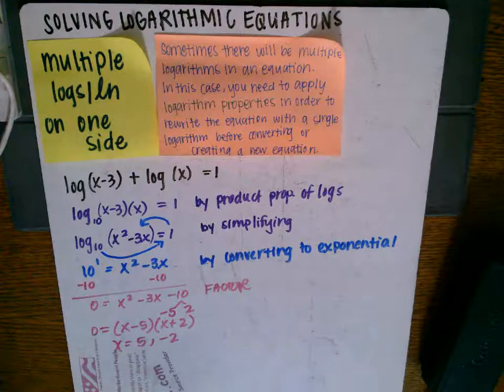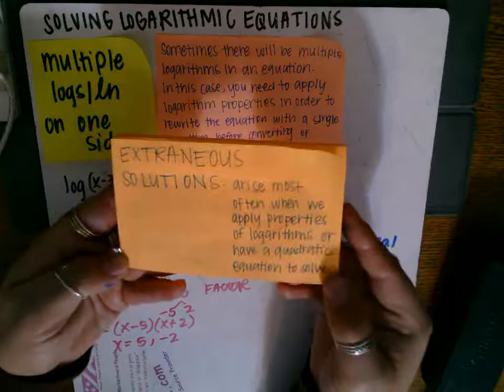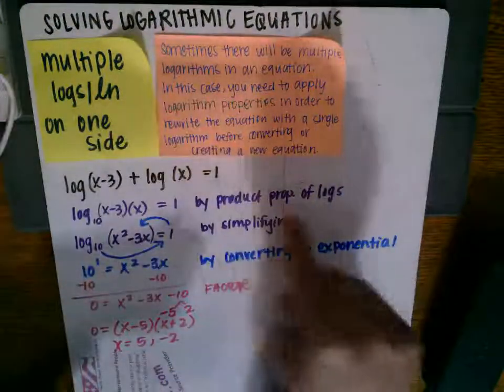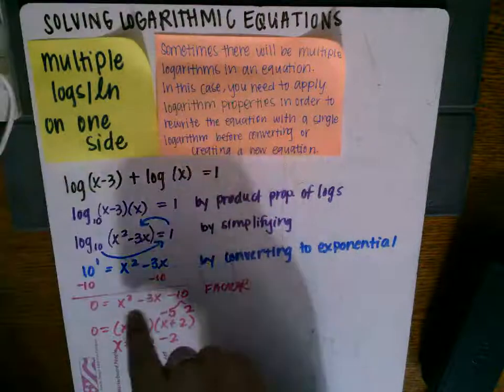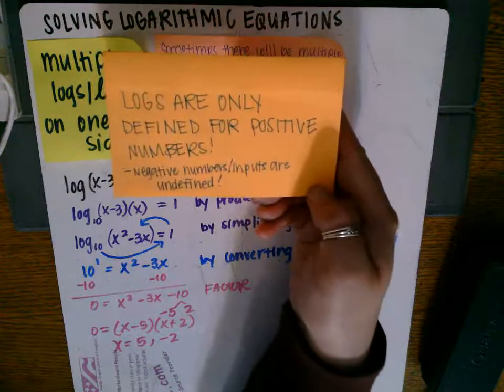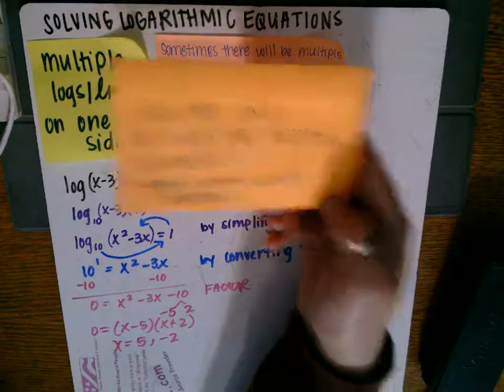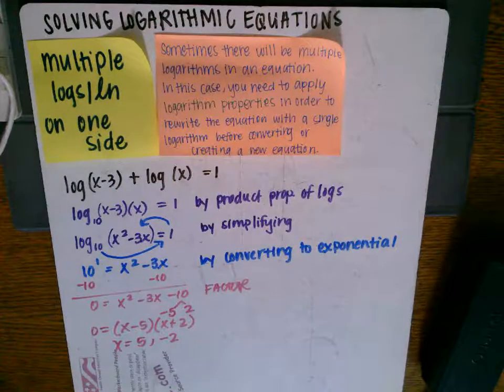Again, extraneous solutions can arise when we apply properties of logarithms, which we did, and have a quadratic equation to solve, which we did. So I need to check that both of my solutions are not extraneous. Remember that negative inputs are undefined. Logs are only defined for positive numbers. So I have to make sure that both of my numbers don't give me a negative input, because otherwise I'm going to have an undefined log.